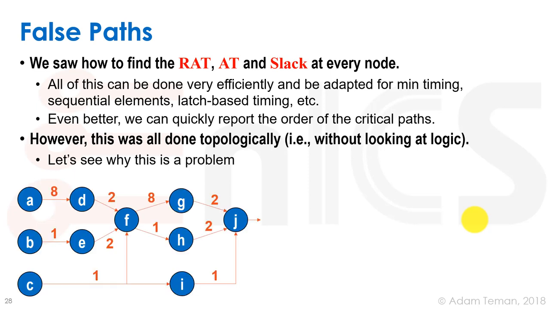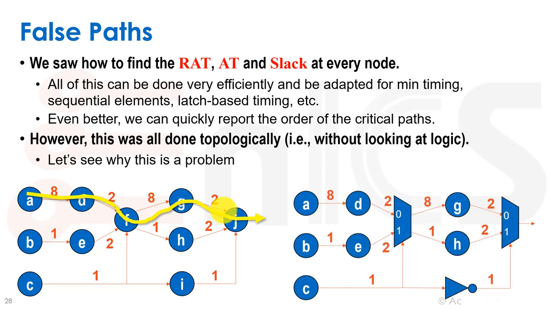Well, we have this nice graph here that shows this timing, and it's easy to see that A to D, D to F, F to G, and G to J, just by looking at it with our eyes and without running our whole algorithm, we can easily see that that's the worst case path. Okay, and that path took up 8 plus 2 plus 8 plus 2. It took us 20 delays to get there. But if we would have looked at this top functionally, we may have seen, for example, that this guy here was a mux. It was the output of a mux.